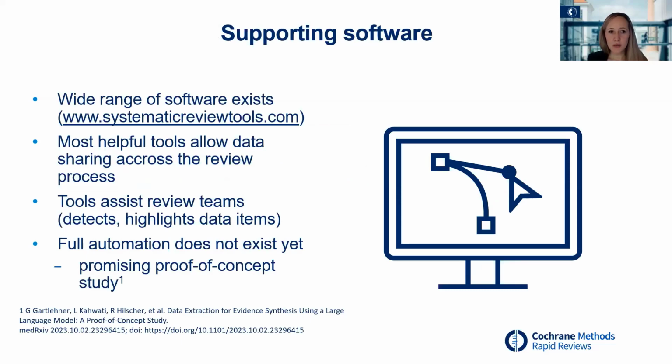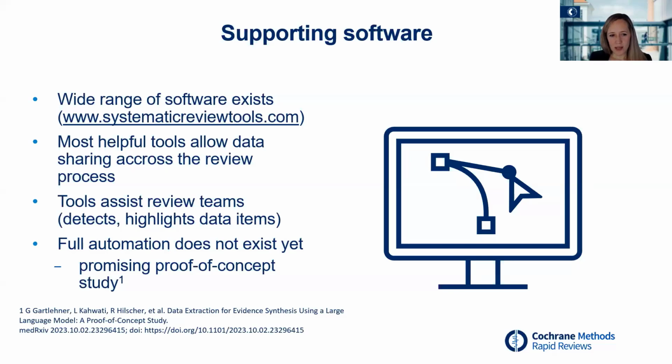Again, we highly recommend to use supportive software. Most helpful are tools that allow data sharing across the review process, because it's of course more helpful if you extract the data to a software where you can also use this extracted data later on for analysis, and you don't have to pull data from one tool into another tool to analyze it. There are tools that assist the review teams with data extraction. They detect specific words, they highlight data items.